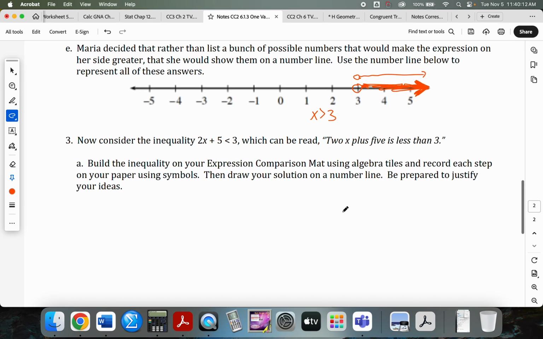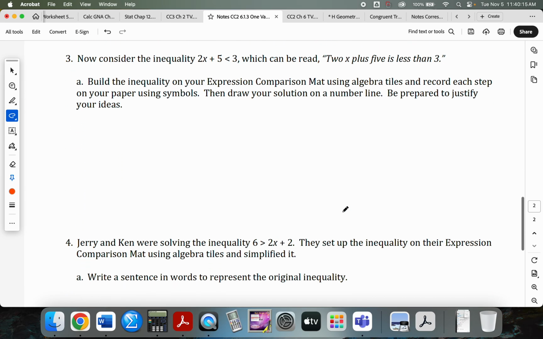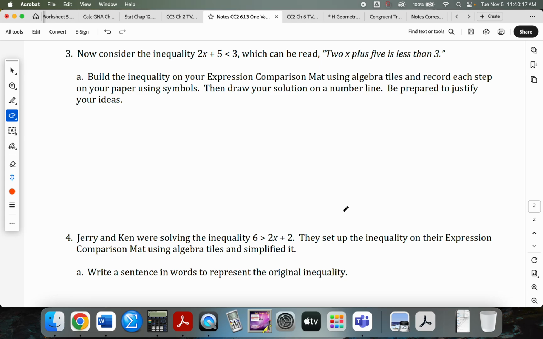Well, let's try another one that's a little more difficult than that one. Consider the inequality 2x plus 5 is less than 3. All right, let's not take the time to build this. You guys okay with that? Okay. And let's record each step on your paper using symbols. All right, so we've got 2x plus 5, and we're comparing this to 3. What could we do to simplify this at least some?